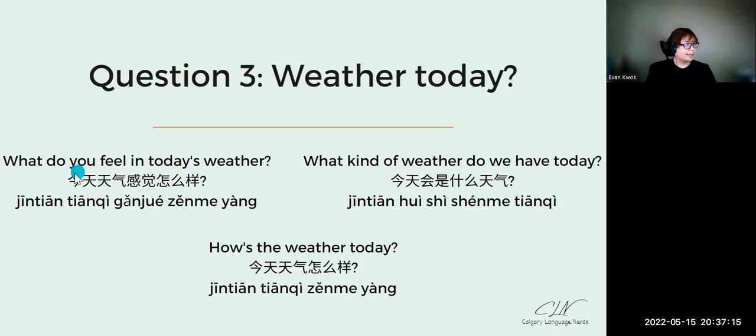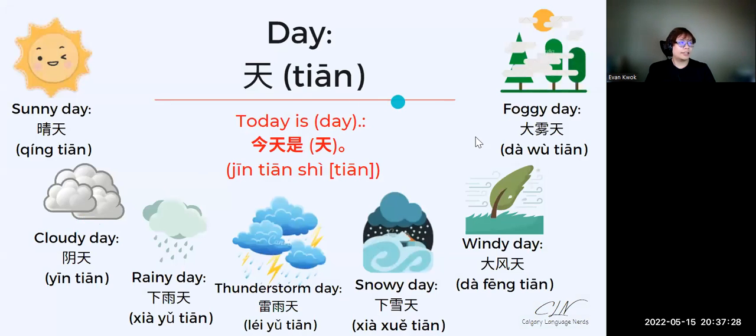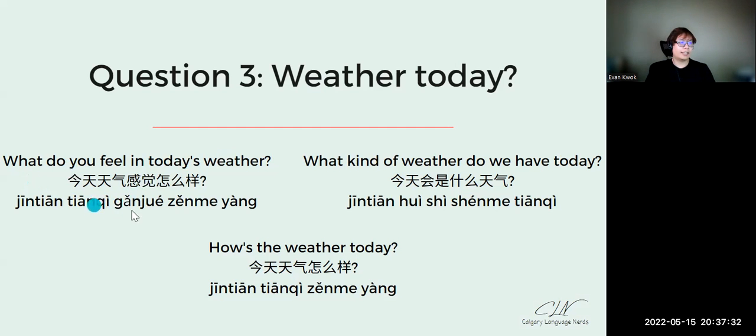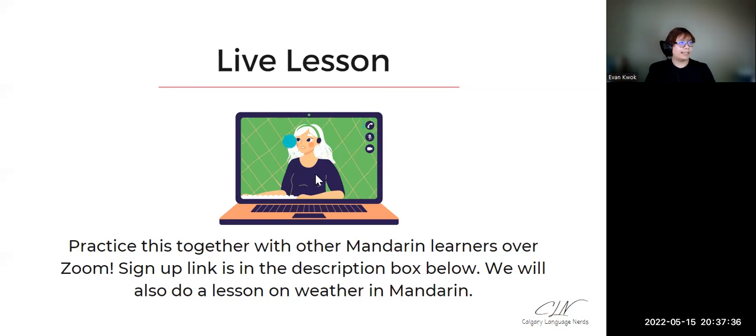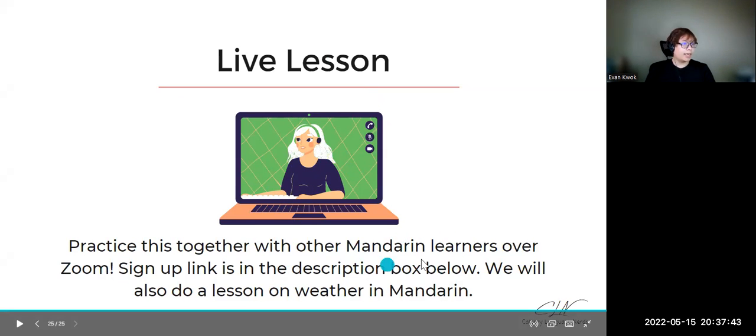In our next lesson, I'll show some pictures, and then you can pause the video and try to come up with the answers, and then we can compare our answers to have a more conversational talk about what type of weather it is and how the weather is like. And that's the last lesson. Afterwards, we're going to have a live lesson. Then we can practice all of these together with other Mandarin learners over Zoom. The sign up link is in the description below.